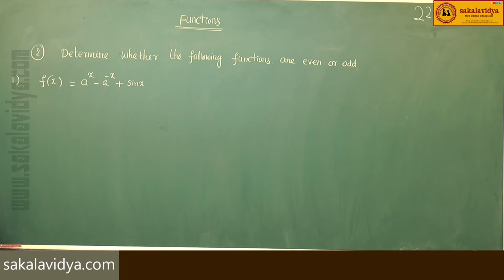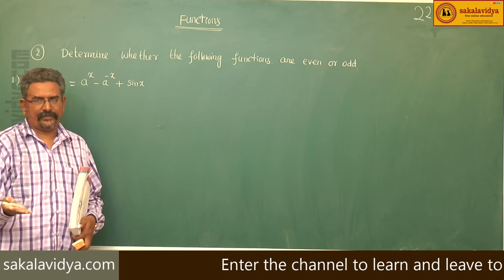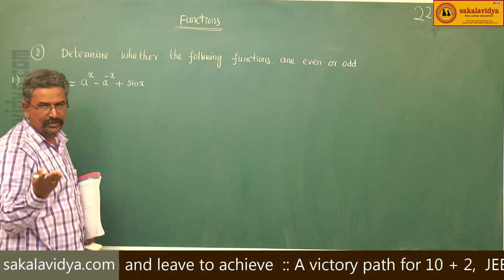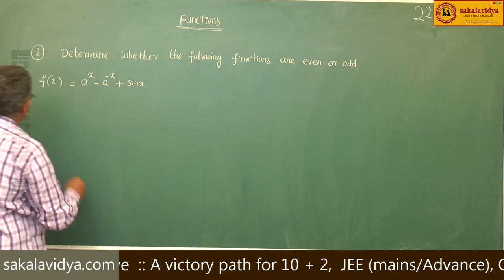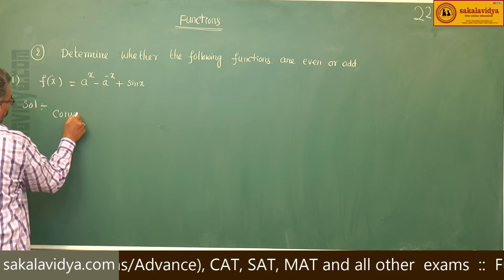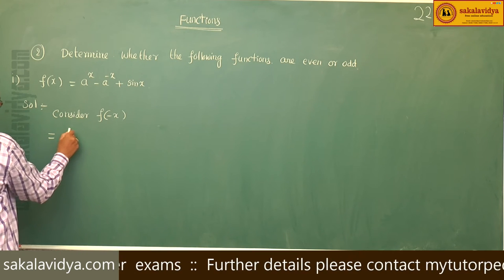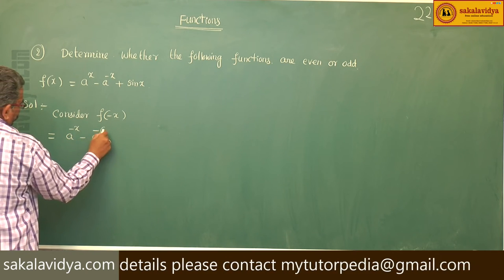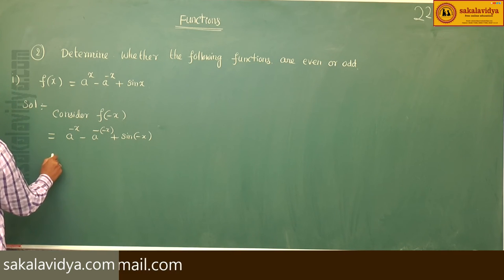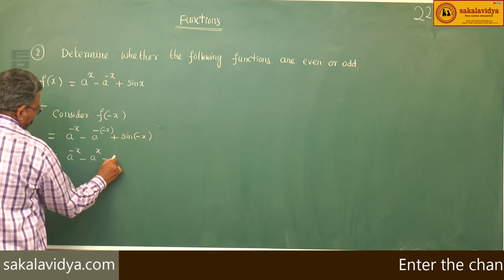So to prove f of x is an even function, it is enough to prove that f of minus x is equal to f of x. If you want to prove odd function, f of minus x must be equal to minus f of x. So let us check it. Now consider f of minus x, that is equal to a power minus x minus a power of minus of minus x plus sine of minus x. So now this is a power minus x minus a power x, sine of minus theta is minus sine theta, so minus sine x.